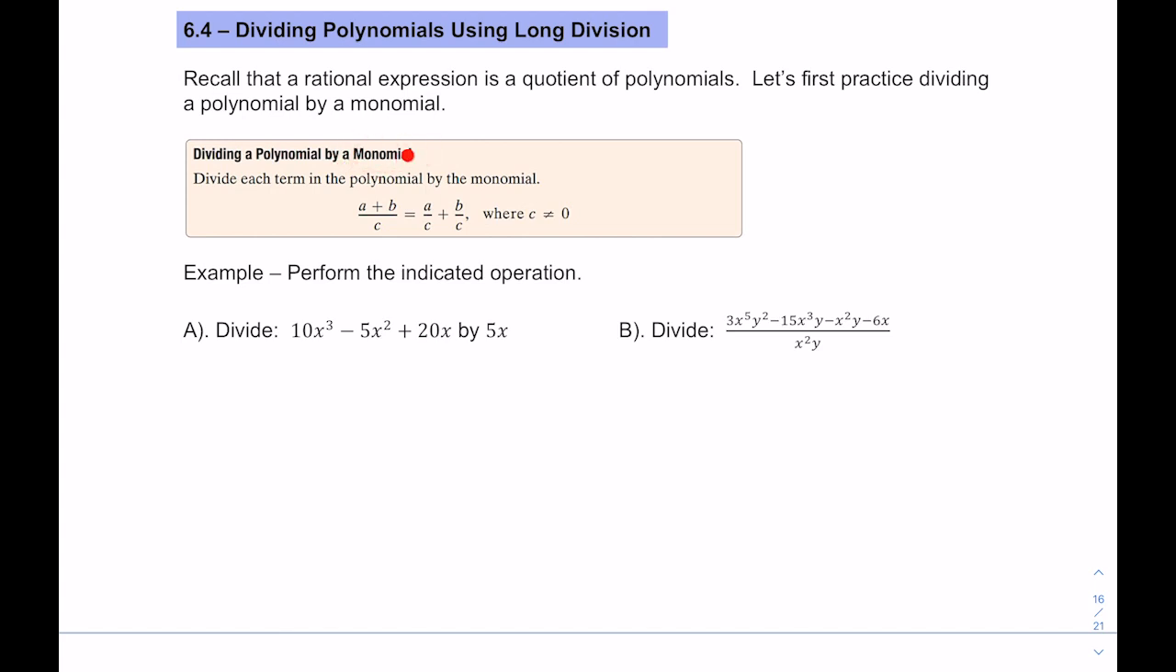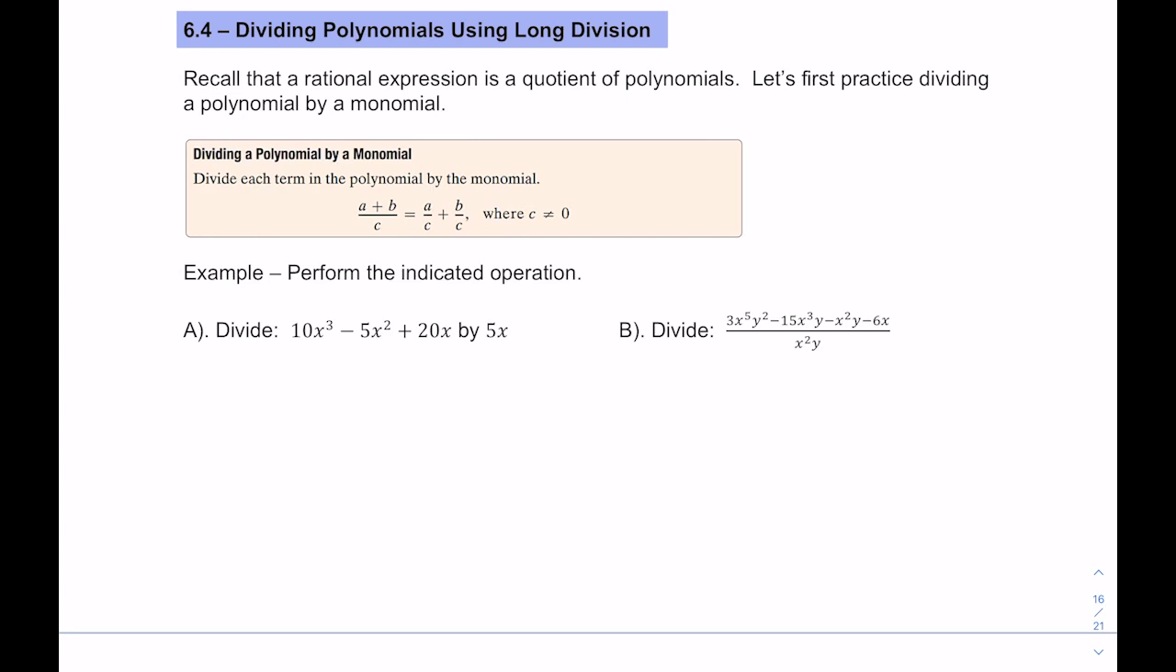Remember, a monomial is just one term. The prefix mono means one. So when you have a polynomial and you're dividing it by one term, a technique you can use is to just take the polynomial, split it, and divide each term by the monomial. So if I have a plus b divided by the monomial c, I can just split this and make it a divided by c plus b divided by c. So let's take a look at some examples right here.